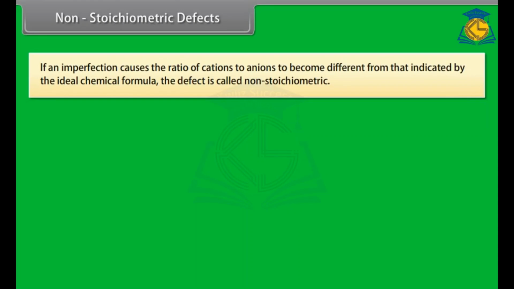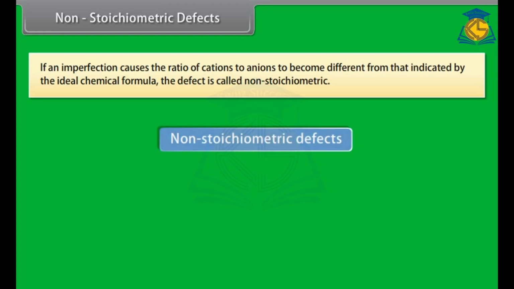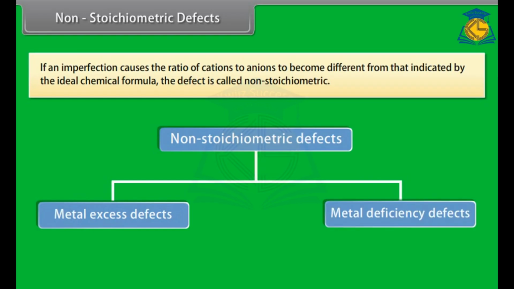Non-stoichiometric defects. If an imperfection causes the ratio of cations to anions to become different from that indicated by the ideal chemical formula, the defect is called non-stoichiometric. These are of two types: metal excess and metal deficiency.